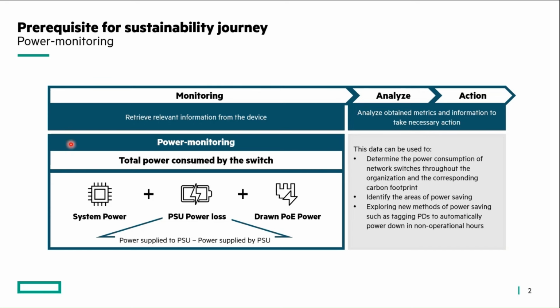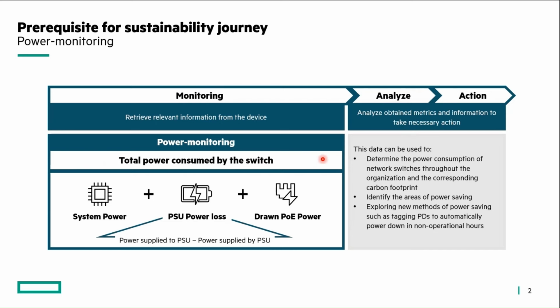So the power monitoring in network infrastructure is directly linked to sustainability efforts. By carefully tracking and managing the power consumption of network devices, organizations can significantly reduce their environmental impact and contribute to broader sustainability goals. So there are a few things that, as a network admin or as a user, you can do while you start the power monitoring for your efforts.